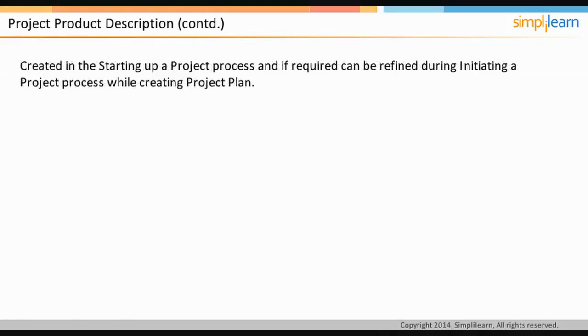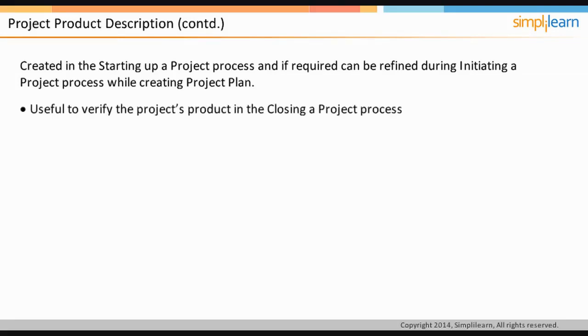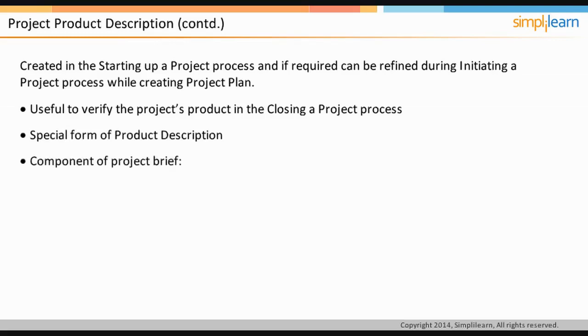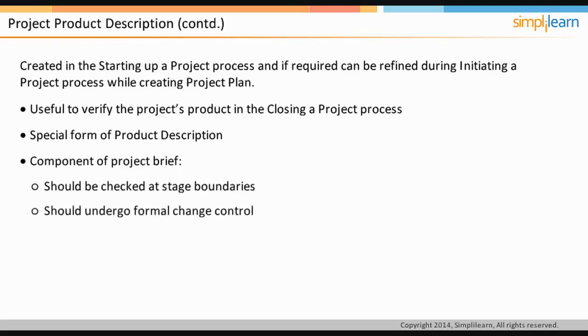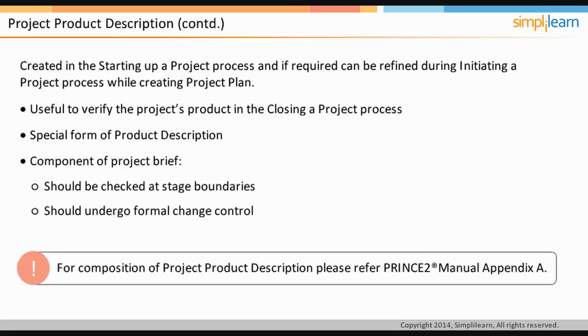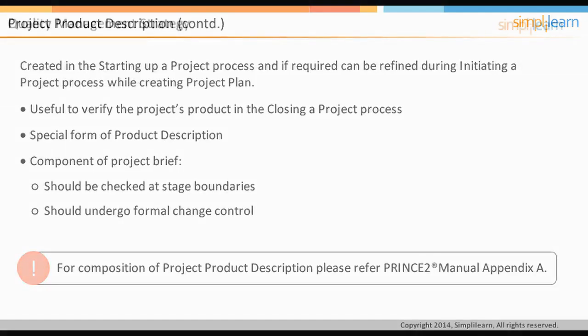The project product description is created in the starting up a project process as part of the initial scoping activity and may be refined during the initiating a project process while creating the project plan. It is used by the closing a project process as part of the verification that the project has delivered the product expected of it and that the acceptance criteria have been met. Project product description is a special form of product description. The components of project brief should be checked at stage boundaries and should undergo formal change control. We will look at the quality management strategy in the following screen.